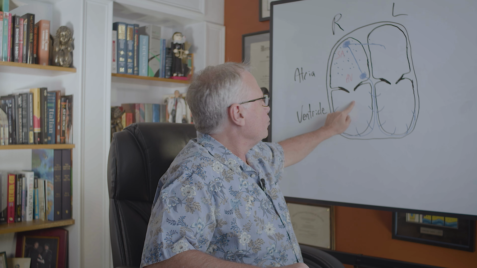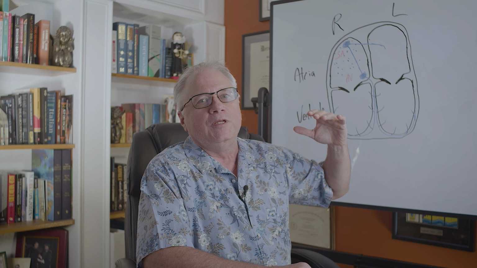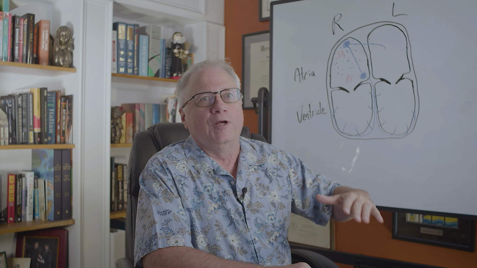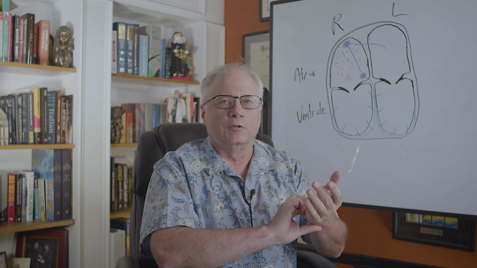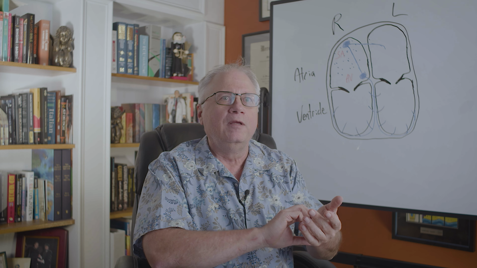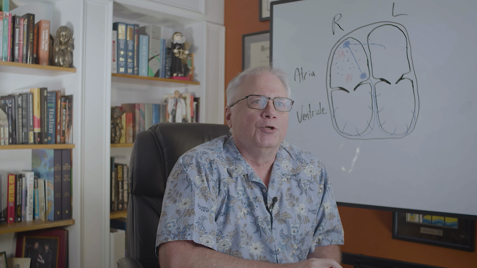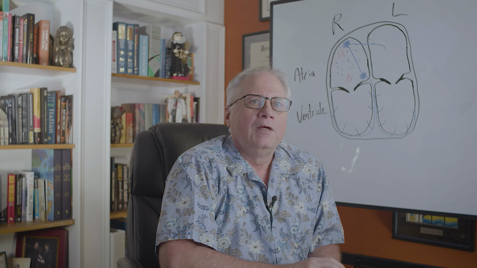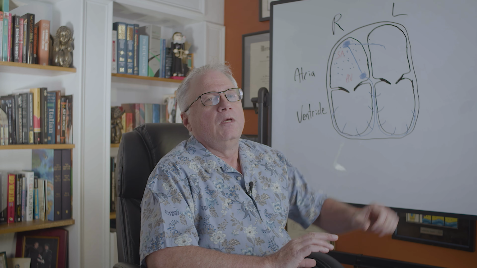And as the ventricle tries to keep up, it's going to cause your pulse rate to be too fast and irregular. So you can often tell if you're in atrial fibrillation just by feeling your pulse. If it's rapid and very irregular, there's a good chance that you're in atrial fibrillation. And again, this is happening on both sides of the heart.